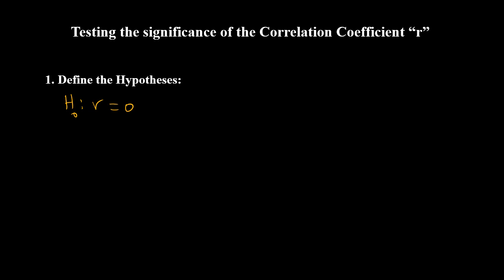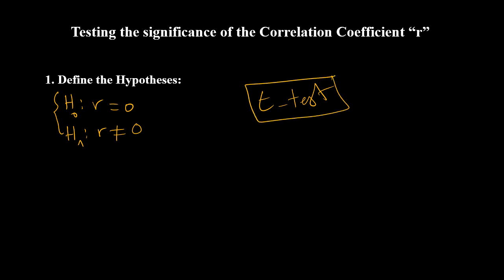And we have the alternative hypothesis. The alternative hypothesis denotes that R differs significantly from 0. So this is our hypothesis. Thus, there is a significant linear relationship between the two variables. The significance of the hypothesis can be checked using a t-test. So here we can check this significance by using the t-test.